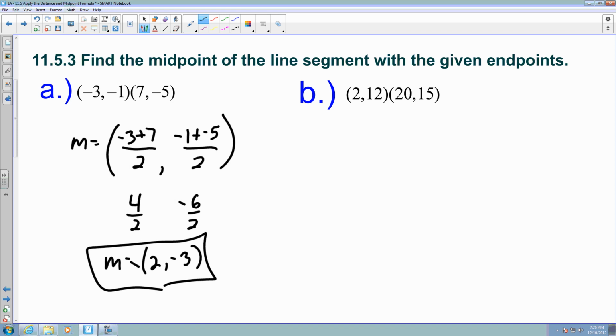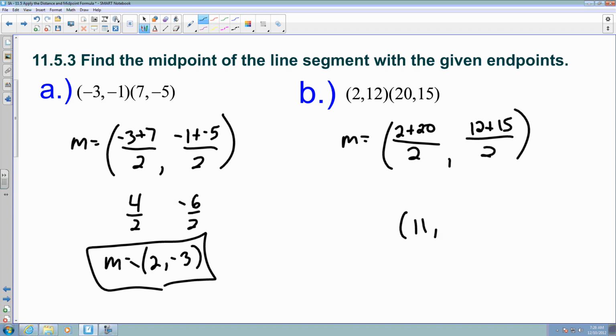Let's try another. So here I have M equals 2 plus 20, so those are my two x values, divided by 2, comma, 12 plus 15 divided by 2, which are my y values. 2 plus 20 is 22. 22 divided by 2 is 11. 12 plus 15 is 27. 27 divided by 2 is 13.5. Okay, not so bad.